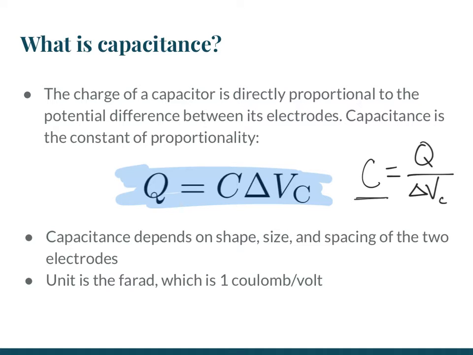The capacitance of a capacitor is determined by its shape, its size, and the spacing between the electrodes, or the two plates, but it is not dependent on charge or potential difference. And the unit of capacitance is the farad, named after Faraday, and a farad is defined as 1 coulomb per volt.